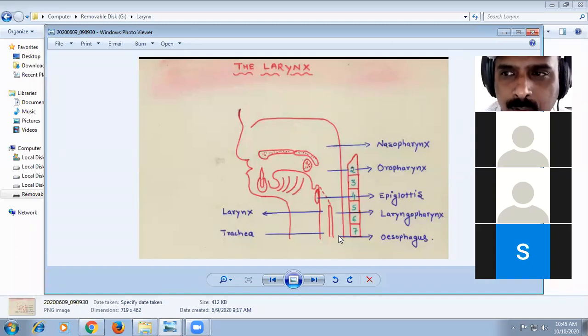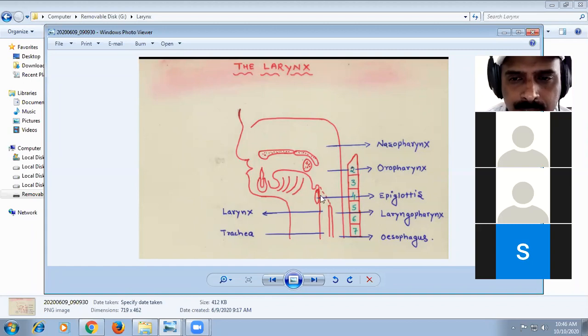So the larynx is an organ for the production of phonation, that is, voice. Whatever we talk, we speak, all this voice production is through the larynx. So one thing you should remember: the larynx is the organ for phonation, which is the production of voice. This larynx is a very small organ, measured in millimeters, situated at the upper part of the trachea.